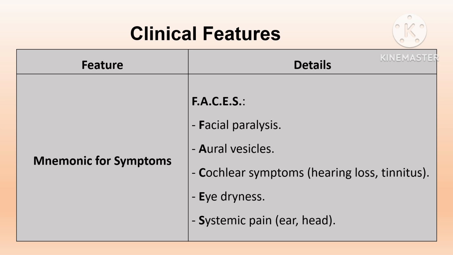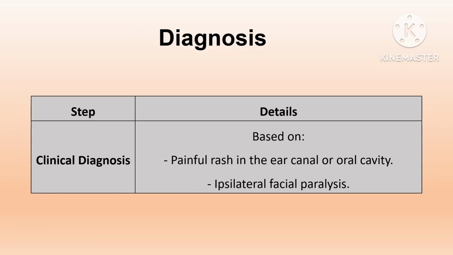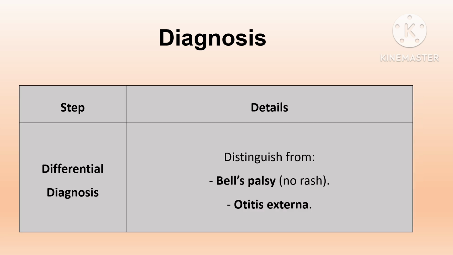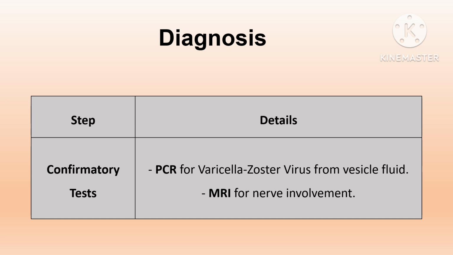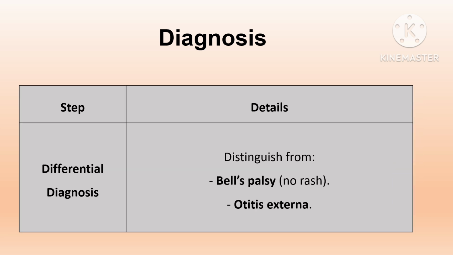Now coming to the diagnosis part of the syndrome, the diagnosis begins with a clinical examination only. The presence of vesicular rash in the ear canal or the oral cavity along with facial paralysis is usually enough for the diagnosis. However, additional tests like PCR can confirm the presence of varicella-zoster virus. Imaging such as MRI can also help to detect the nerve involvement. It's essential to distinguish Ramsay Hunt syndrome from other conditions like Bell's palsy, which lacks the characteristic rash.